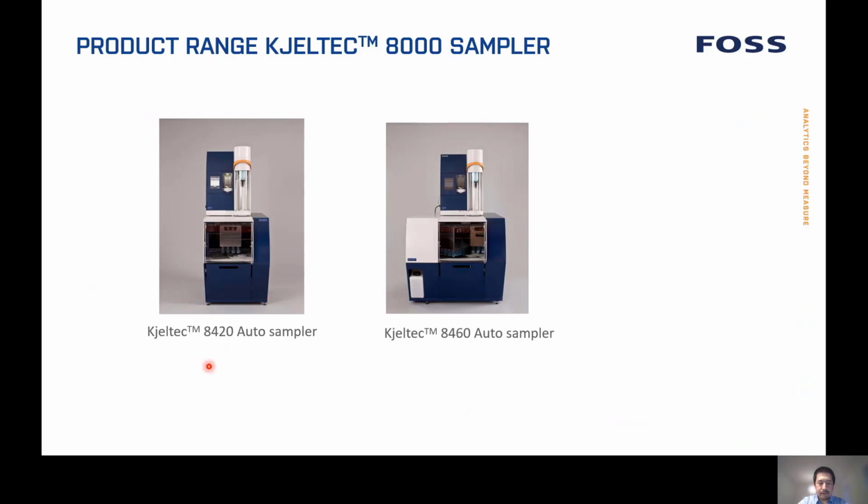Also, we are providing auto samplers. This is a complete relief of resources for the operators. After digestion, you just load the whole batch of racks. The 20-position sampler can handle one batch, 20 samples at once. And the 6-rack sampler can handle 60 samples at once. So this completely saves human resources in the lab.